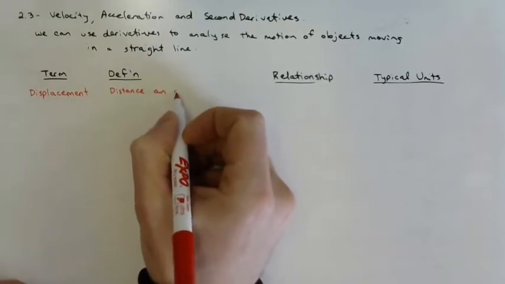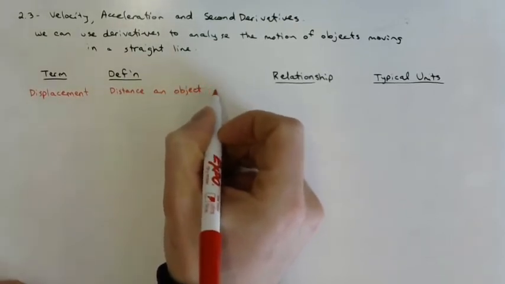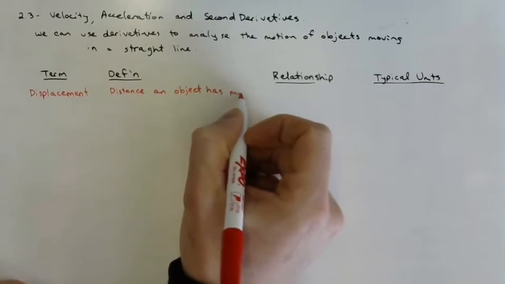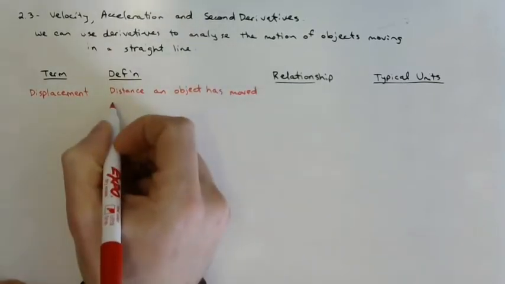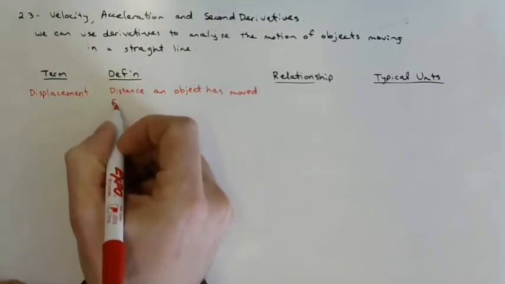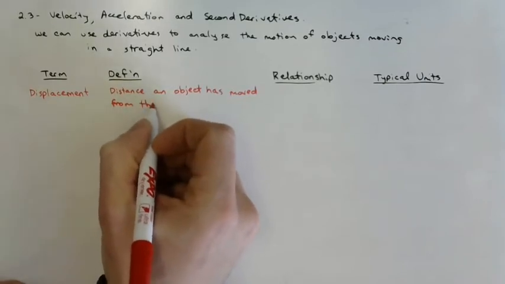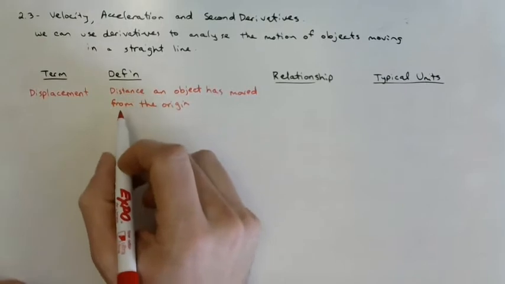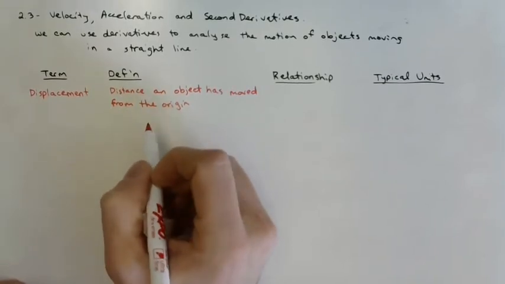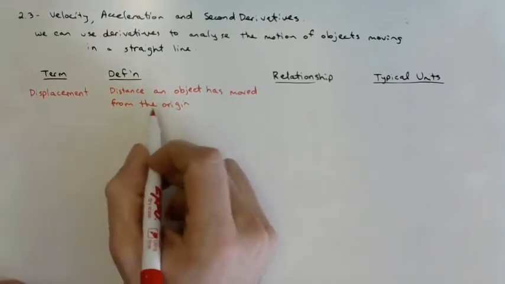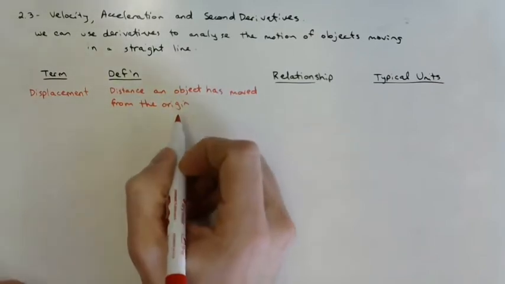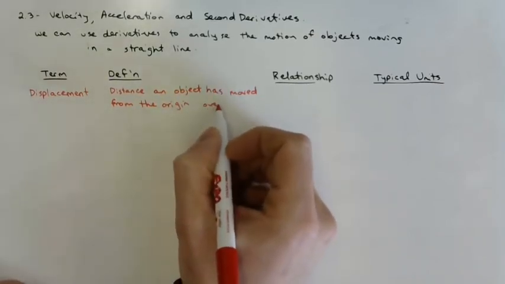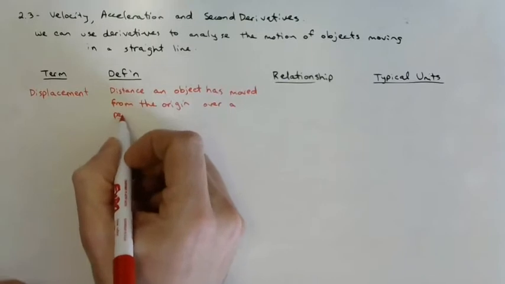Displacement is the distance an object has moved from the origin. The origin is just a start position. Any start position is going to be marked as 0 on our timeline. So displacement is the distance an object has moved from the origin over a period of time.